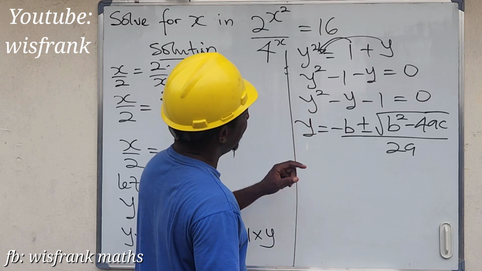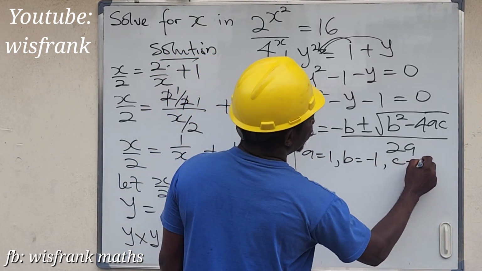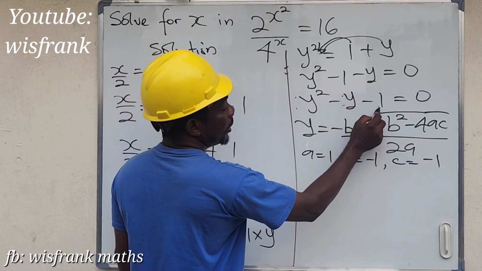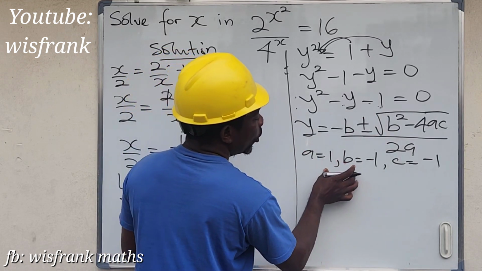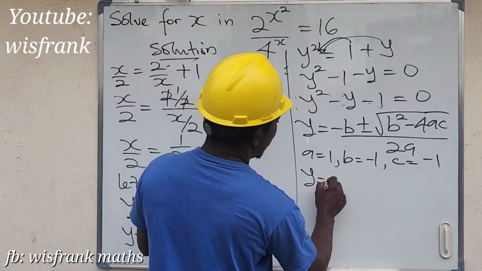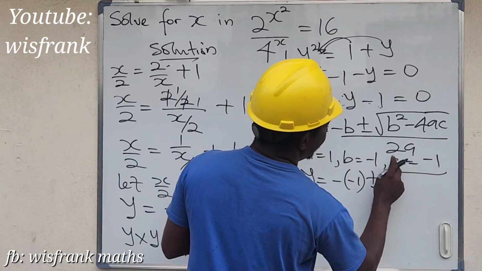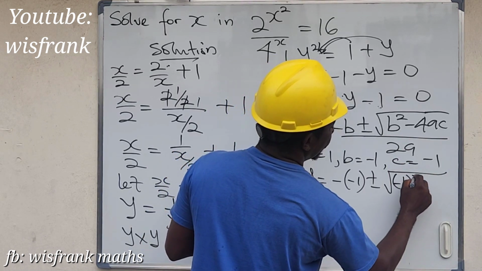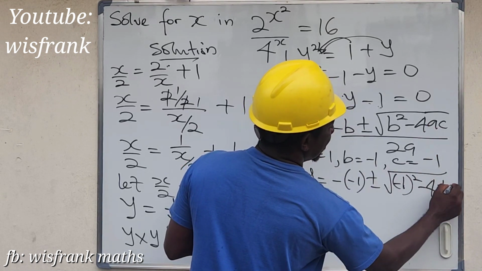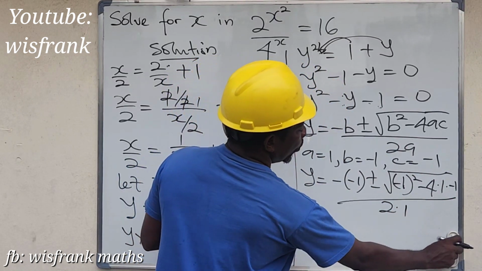In this case, a equals 1, b equals minus 1, and c equals minus 1. This is a, this is b, minus 1, and this is c, the constant, minus 1. So we are going to substitute these parameters into the formula. We have y equals minus b, which is minus of minus 1, plus or minus square root of b squared, which is minus 1 squared, minus 4 times a, which is 1, times c, which is minus 1, all over 2a. 2a is 2 times 1.